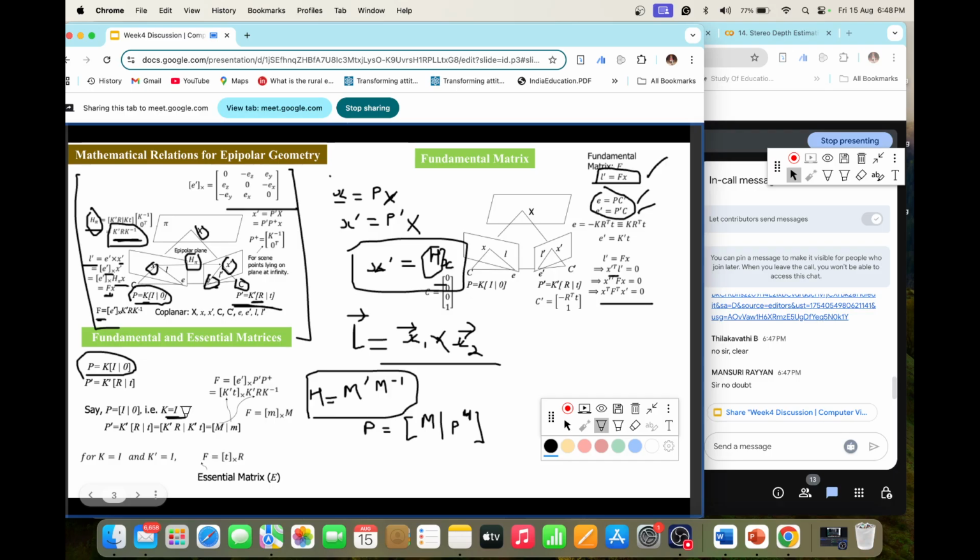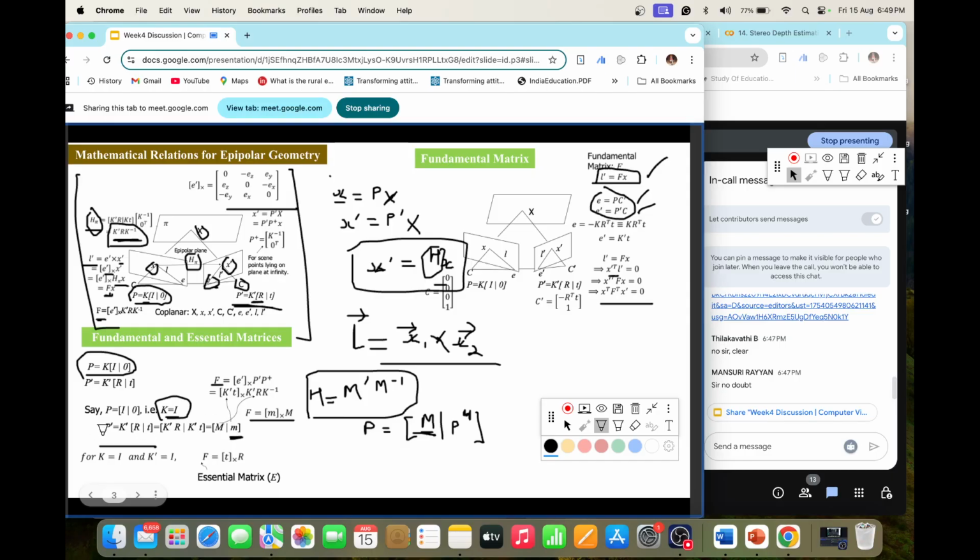That means we have an identity matrix in place of K, and other things remain the same. In that case, your F can be given by this formula, that is mx into M. Again, what is m? mx is nothing but your third row of your fundamental matrix, and capital M is nothing but this thing.